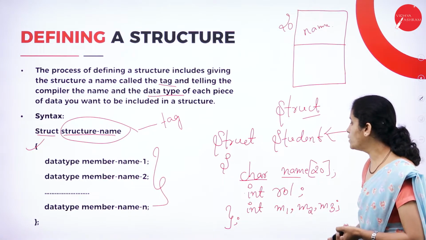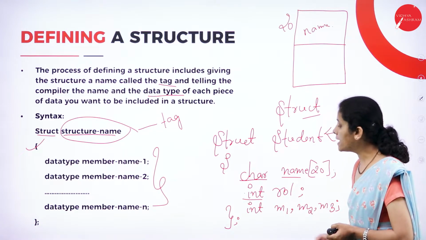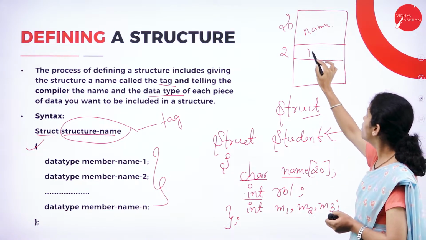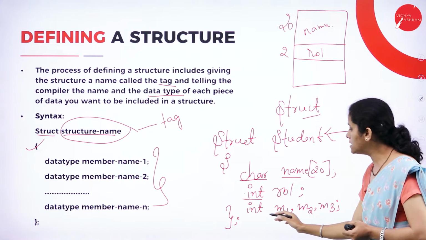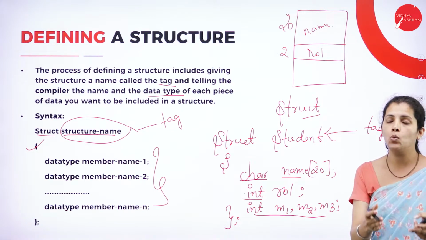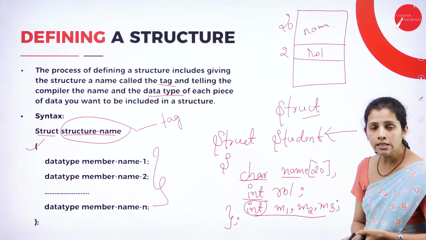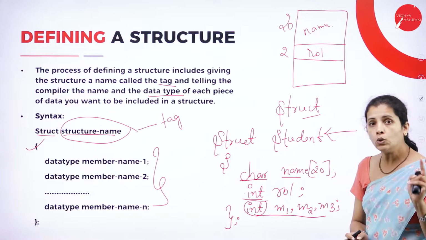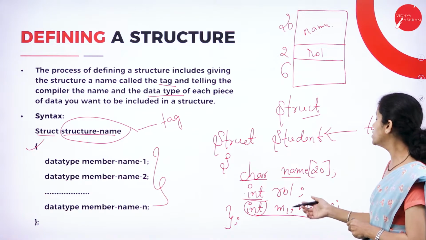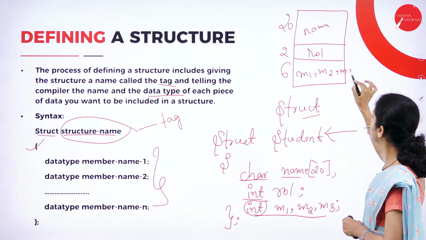Now I'm going to have integer roll number. What is the size of integer? It is 2 bytes. Okay, 2 bytes are reserved for roll number. And if I consider the third variable declaration, I'm going to have mark 1, mark 2 and mark 3. What is the type? It is integer. Integer can hold 2 bytes. 2 into 3, 6. So 6 bytes of memory are reserved for M1, M2 and M3.